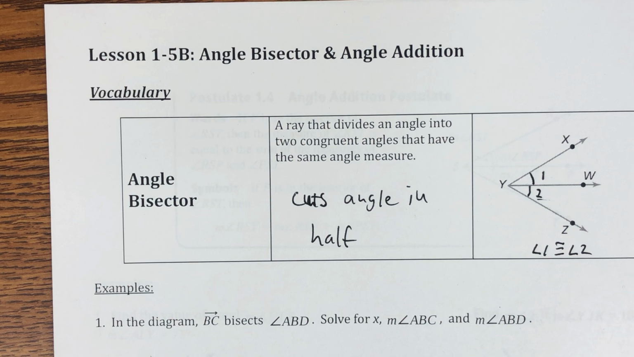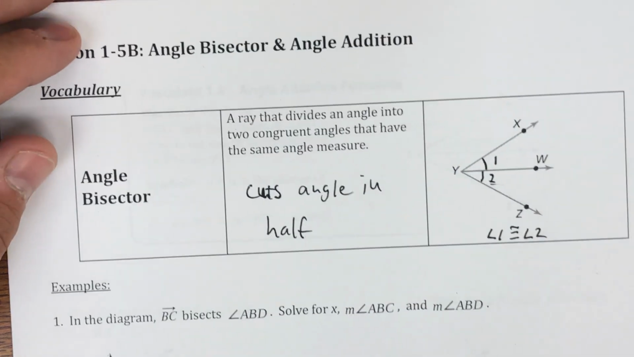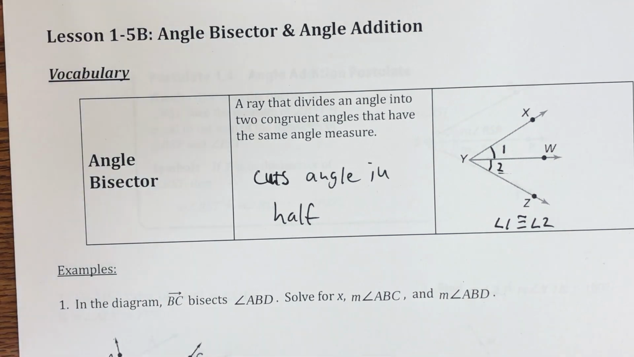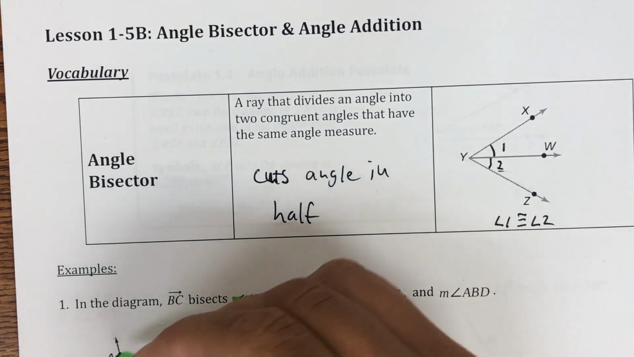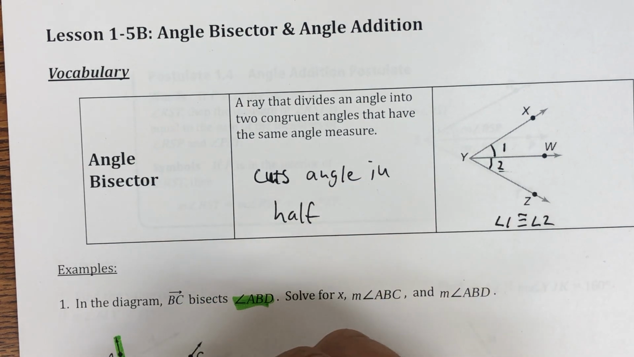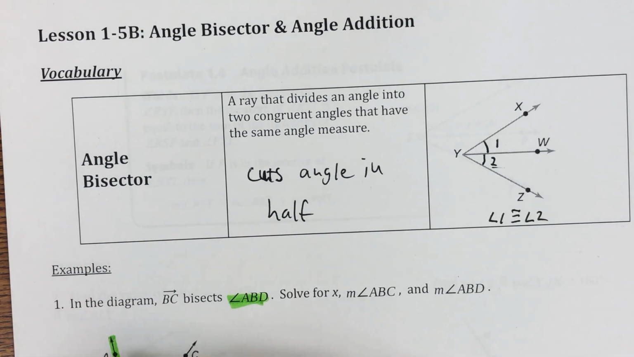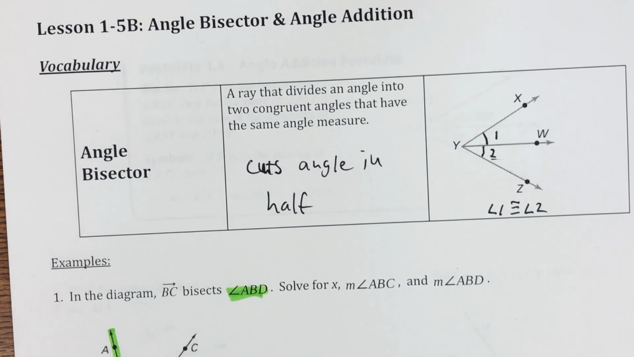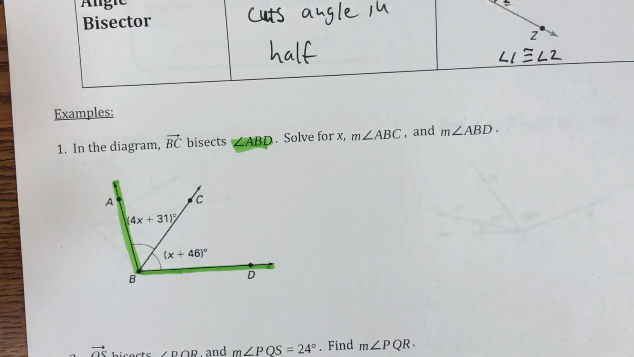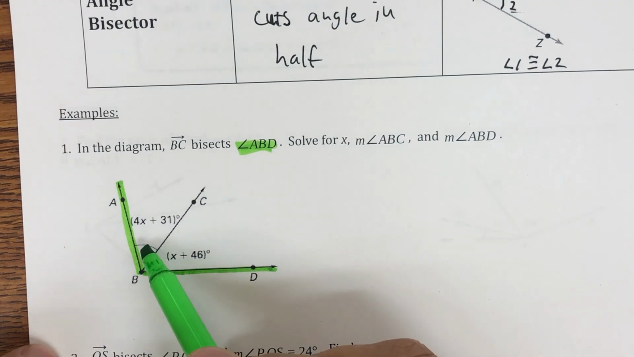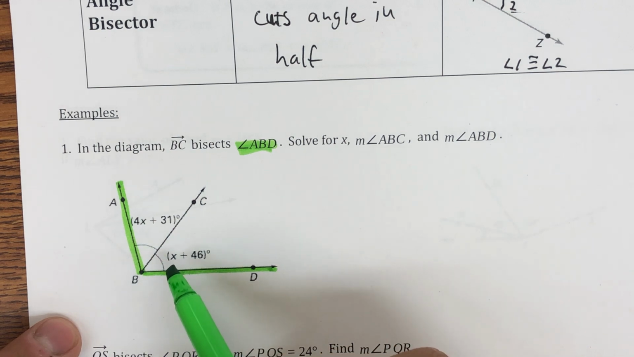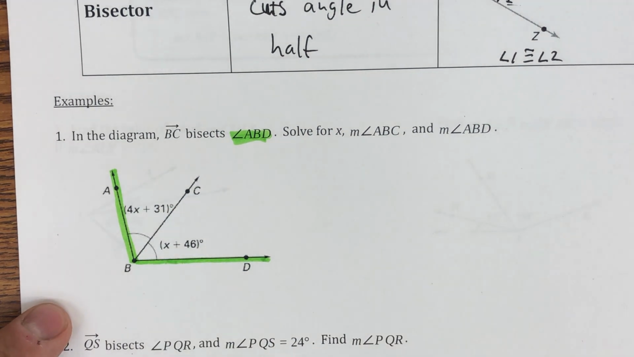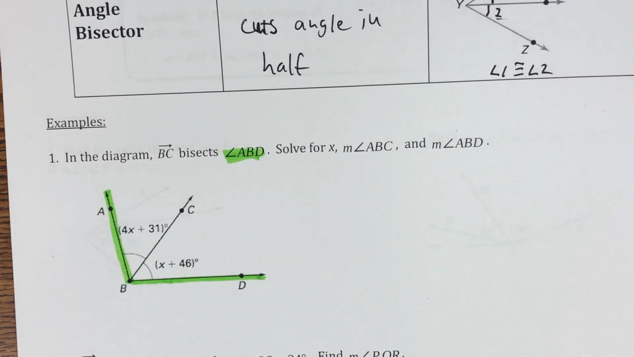So first example says, in the diagram, ray BC bisects angle ABD. So here's ray BC. I'm going to highlight ABD. In this one, it's pretty obvious because there's only one angle there. But this green angle is being cut in half by the ray. So we see that it's already marked with two tick marks. Since it's marked with these two tick marks, that means that the top angle is congruent to the bottom one. So like I said, highlighted in green, ray BC cuts it in half. So it's marked with two congruent pieces.